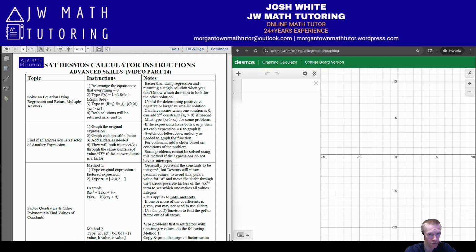And then the key is you're going to put in this constraint where you make one of them larger than the other. So for example, x2 greater than x1. That's going to force it, hopefully, to find 2 different answers or 2 different solutions.